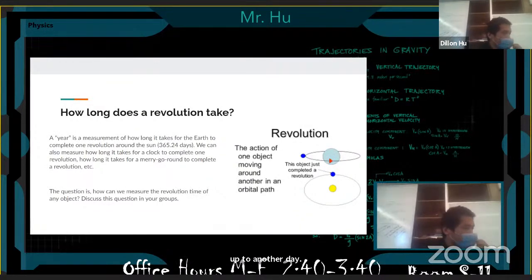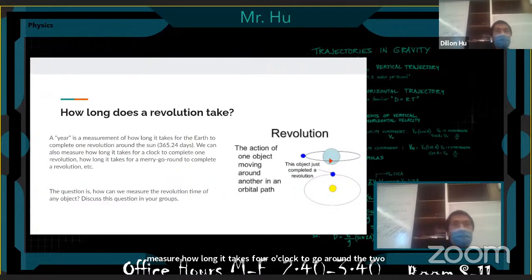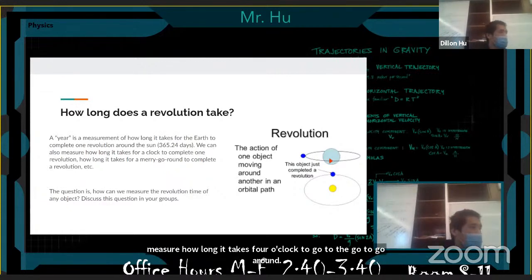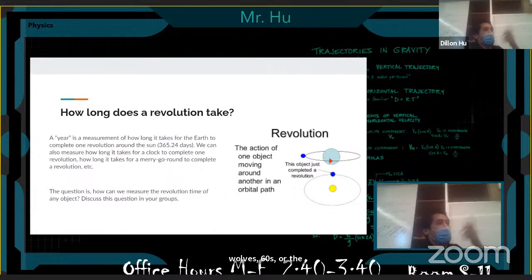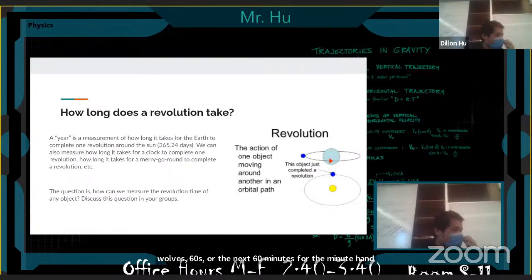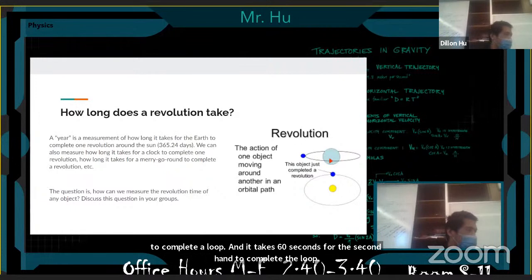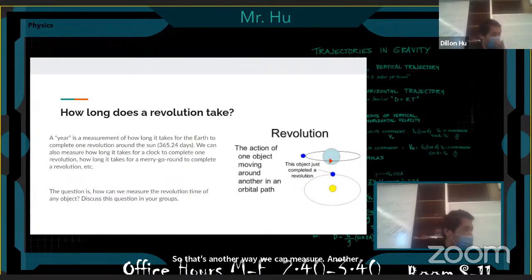So now the thing is, a year is just a measurement of the revolution time of the Earth around the sun. We can also measure different kinds of revolutions. So we can measure how long it takes for a clock to go around. For example, it takes 60 minutes for the minute hand to complete a loop, and it takes 60 seconds for the second hand to complete a loop. So that's another thing that we can measure the revolution time of.